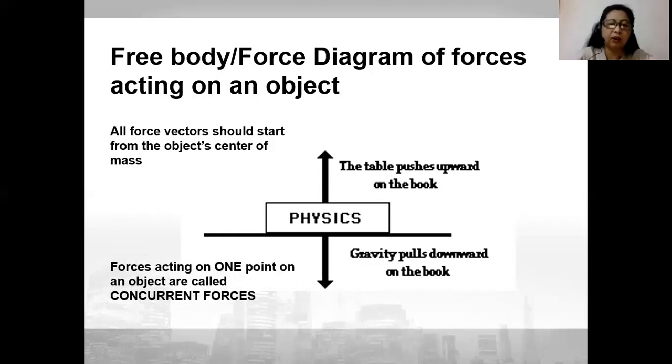Forces acting on one point in an object are called concurrent forces. The normal force and the gravitational force are examples of concurrent forces because they act at one point, which is the center of the object. Okay?